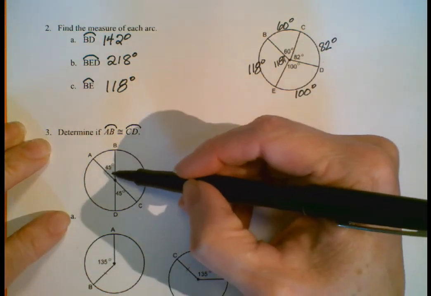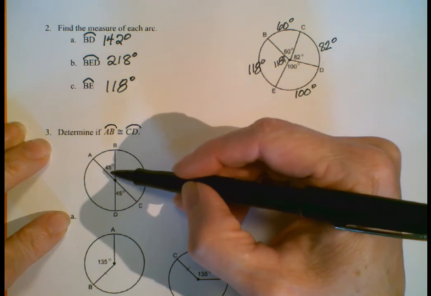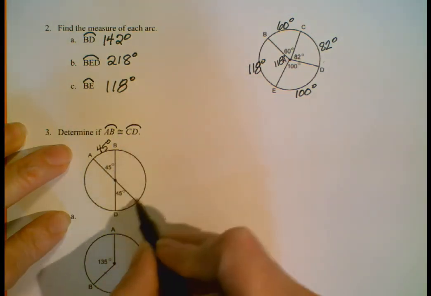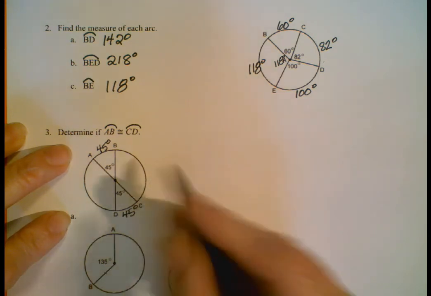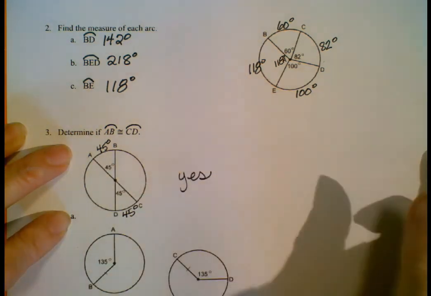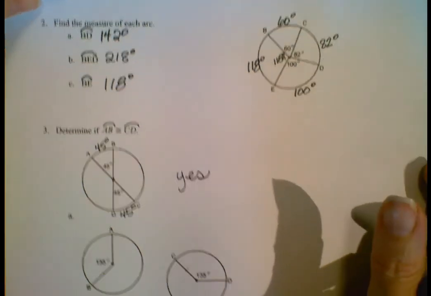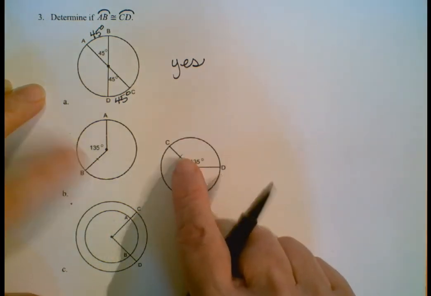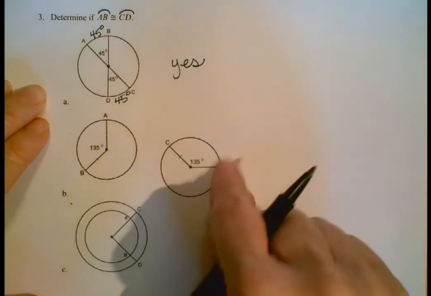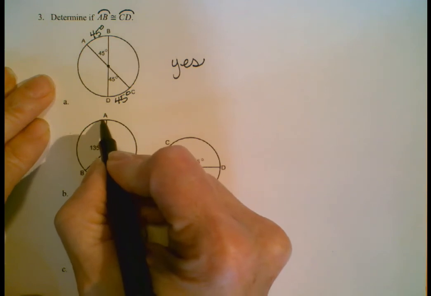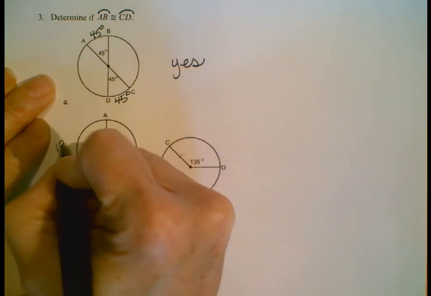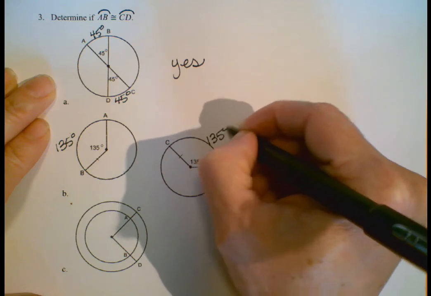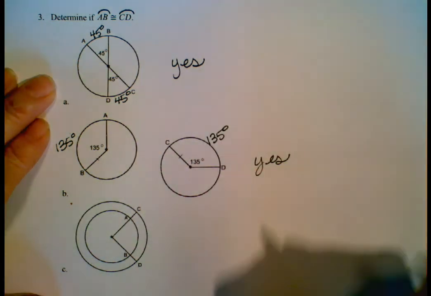In part A, arc AB has a central angle of 45 degrees, so this arc measures 45 degrees. Likewise, arc CD has a central angle of 45 degrees. So are the arcs congruent? Yes, they both have a measure of 45 degrees. In part B, we have two circles that are congruent. I know they're congruent because their radii are given as congruent lengths. We can determine the measure of each arc based on its central angle. The measure of arc AB is 135 degrees, and the measure of arc CD is 135 degrees. So yes, these are congruent.